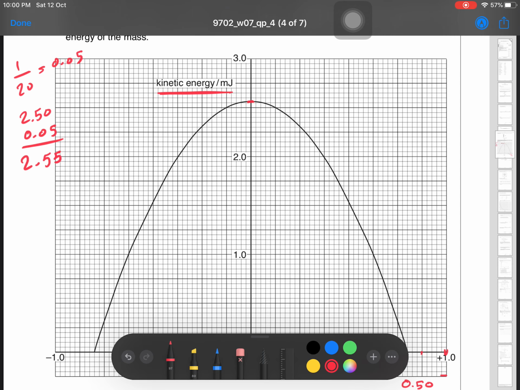But it's not exactly on that line. We need to check, it's a little bit above it, so we can estimate it. I'm going to estimate this value to be 2.56 millijoules. So the maximum kinetic energy is 2.56 millijoules.